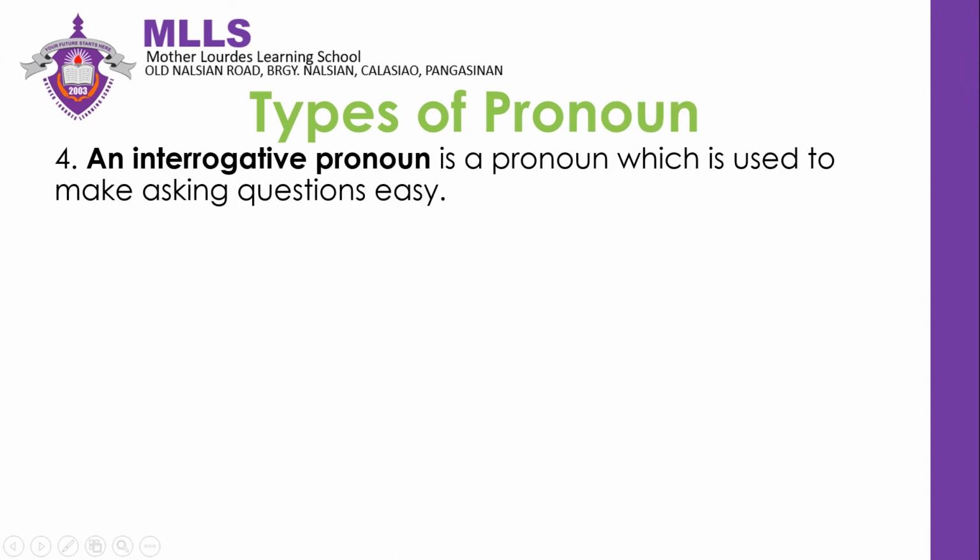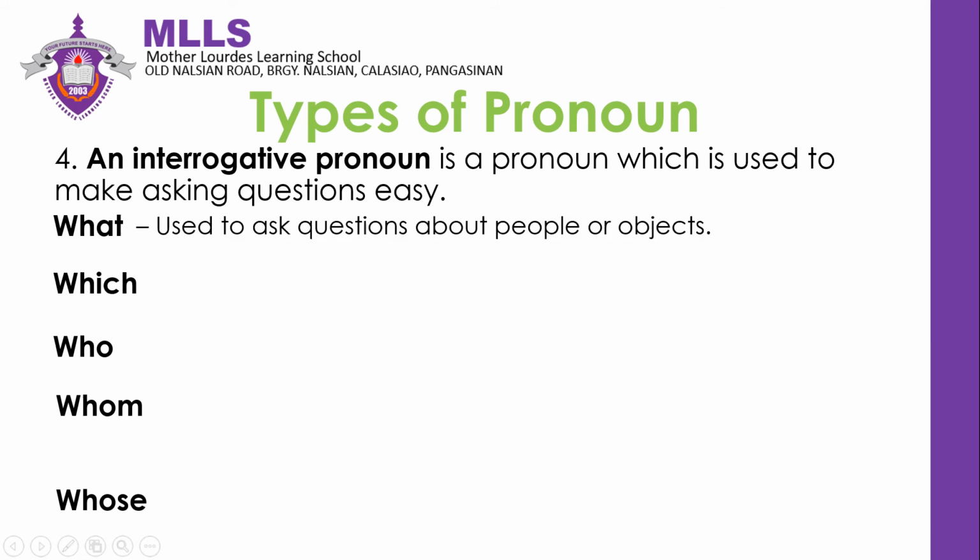Number 4. An interrogative pronoun is a pronoun which is used to make asking questions easy. The 5 interrogative pronouns are what, which, who, whom, and whose. What? Used to ask questions about people or objects. Example: What is your friend's name?